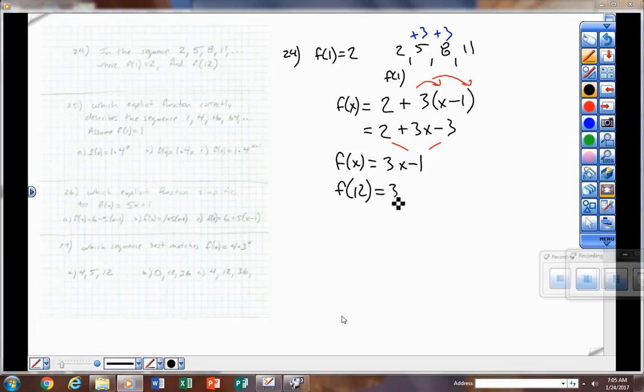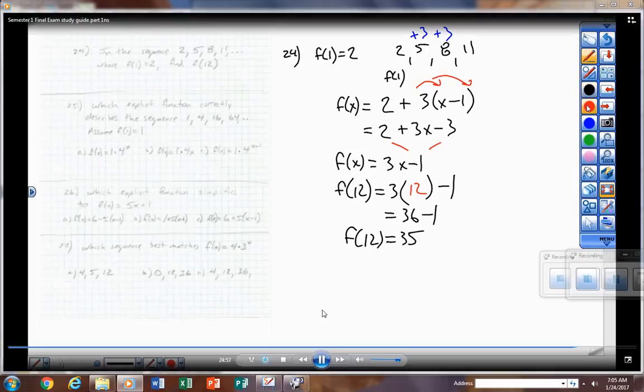So using that explicit function, where there's an x, I substitute that 12 in there. 3 times 12 gives me 36, and then that 36 minus 1 gives me 35. So in this sequence, the 12th term would be 35. It makes more sense to use the explicit function to plug it in and jump ahead rather than to keep adding 3 until you get all the way to that 12th term. So again, when you're jumping ahead, use the explicit function. When you're trying to find a term right next to the one that you have, use the recursive pattern.